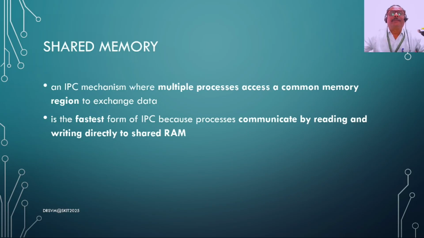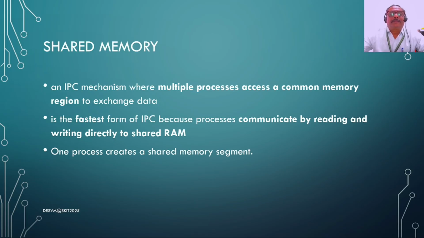So whenever process A is scheduled, it dumps its message onto the shared memory, and whenever process B is active, it reads from the shared memory. So there is no involvement of the kernel in between, there is no message queue, there is no waiting time, and therefore it is the fastest one.